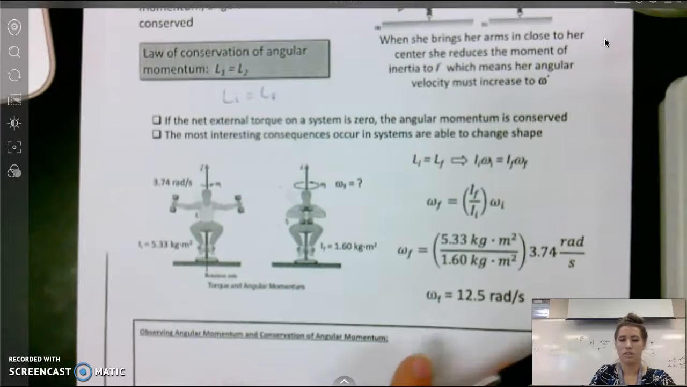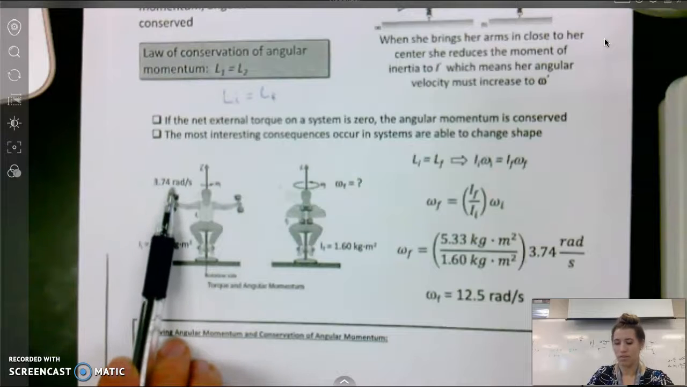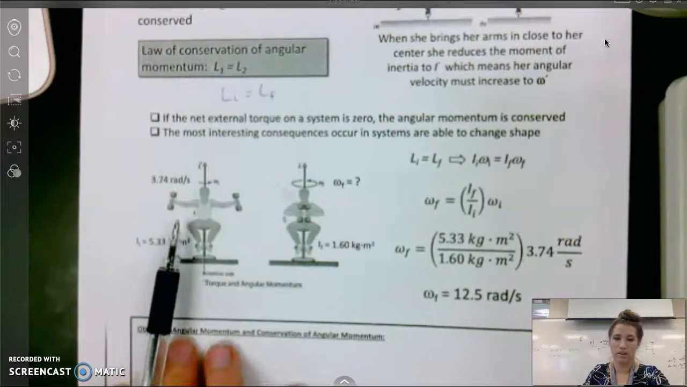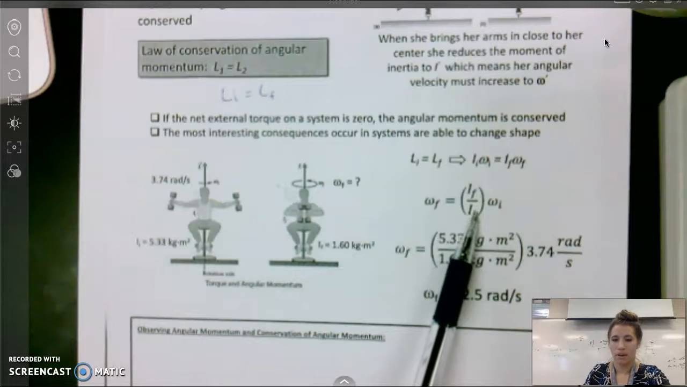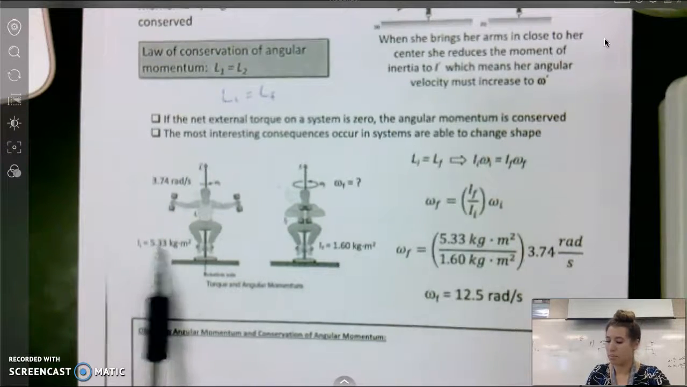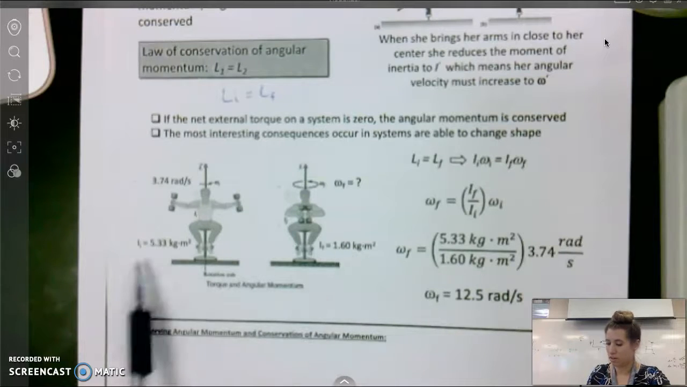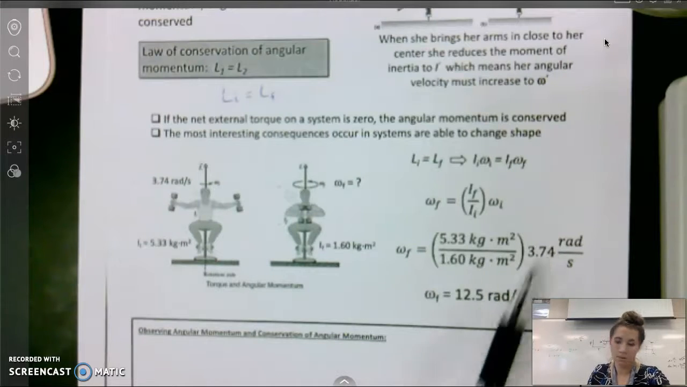It's just saying, like, we're applying the exact same concept, we're just plugging numbers in. We're saying that we originally started at 3.74 rotations per second, and then through a manipulation of this, we were able to calculate, given our moments of inertia, that when we bring our arms in and we reduce the moment of inertia, that our angular velocity will increase. Okay?